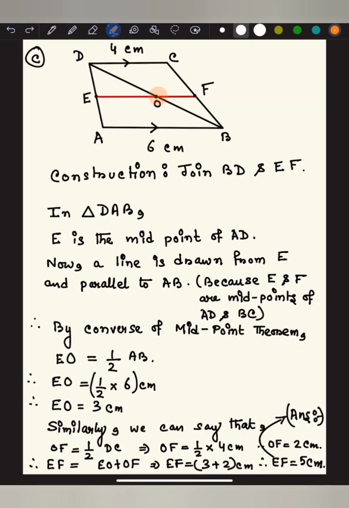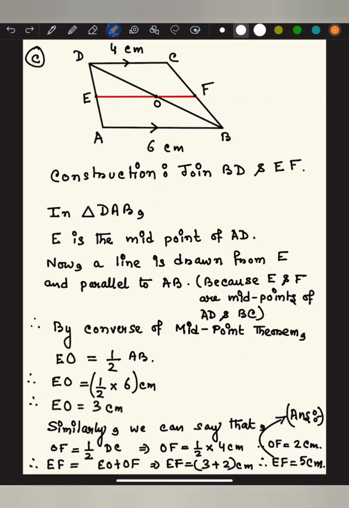So since O is the midpoint of BD and EO is parallel to AB, therefore by midpoint theorem we can say that EO equals half AB. Therefore EO will be what? 3 cm. Half AB means half of 6 cm, which is equal to 3 cm. So we have got EO equals 3 cm.